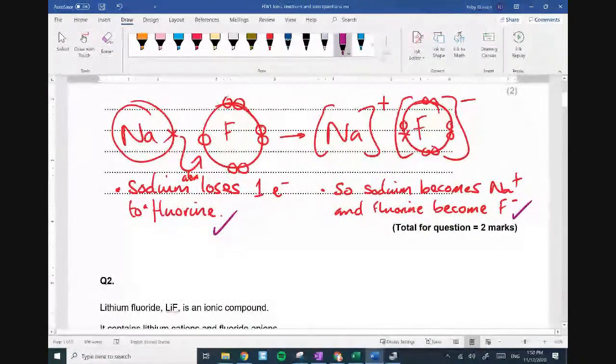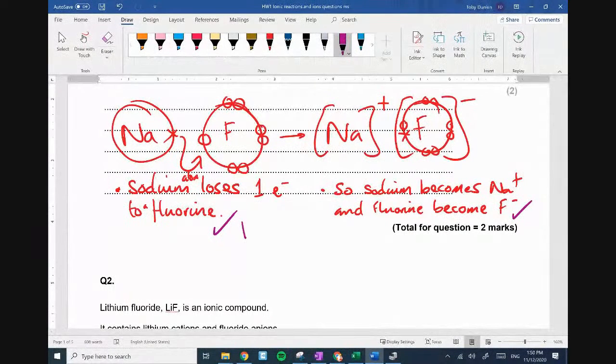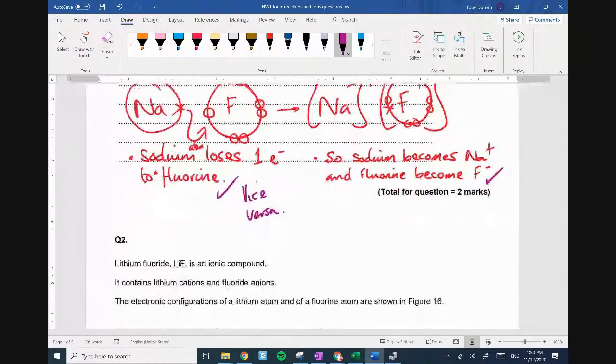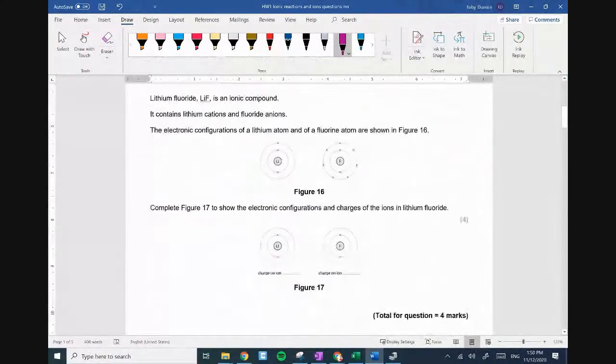Loses 1 electron to fluorine. So yeah, fluorine's gaining 1 electron. You could have said the vice versa on that if you'd liked. You know, if you'd said fluorine gains 1 electron from the sodium, that would be totally fine as well. All good. Okay, next one.